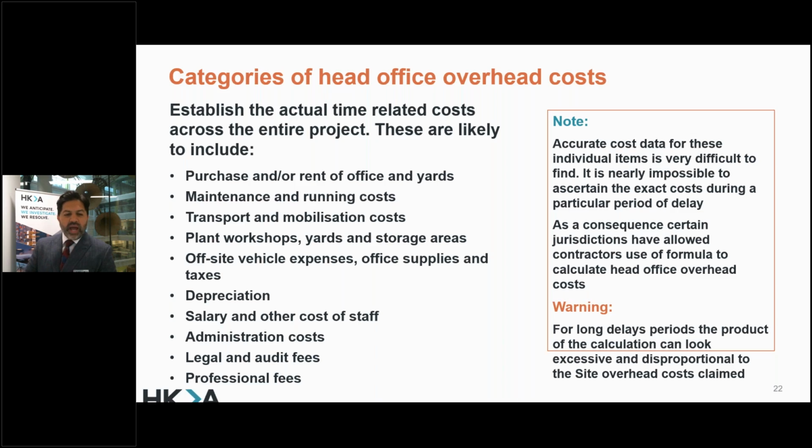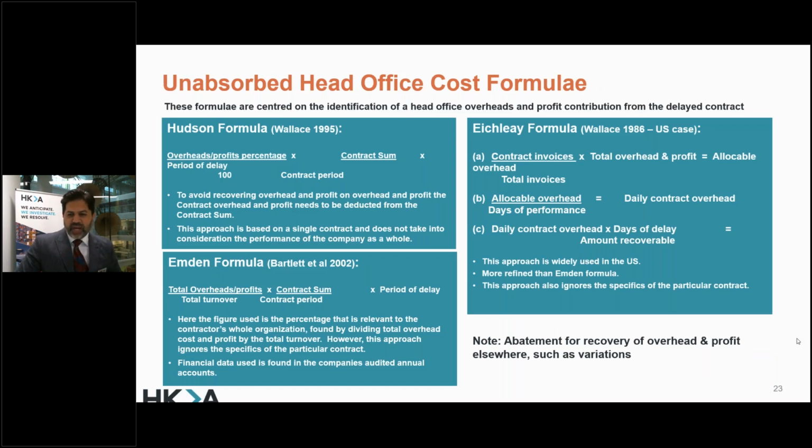So we need to find a way to recover these costs, which could be professional fees, legal and audit fees, administration costs, salary and staff costs, depreciation of plant if it's taken longer than you had anticipated. These become your cost heads of claim, which you will then make your submission to the client in terms of requesting prolongation costs. I'm sure we are very familiar with the Hudson, Emden, and Eichleay formulas. In terms of evidencing that the work available but for the delay could have been secured, we need to identify head office overheads, and these are the most common formulas. There are derivatives of these formulas, but these are the most common.